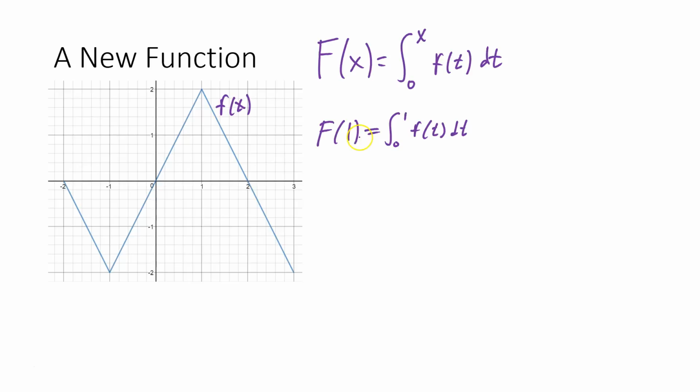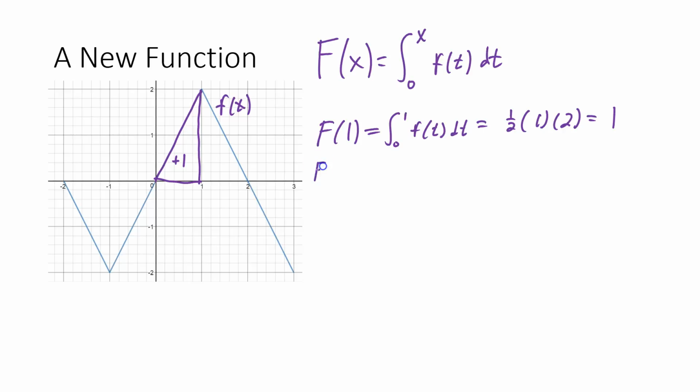So the integral from 0 to 1 is just going to be the area of this triangle right here. The area of that triangle is 1/2 base times height. So 1/2 times the base, which is 1, times the height, which is 2. That gives me an area, or a function value, of 1. So there's a +1 area in there. Okay, so I have F of 1 is 1.